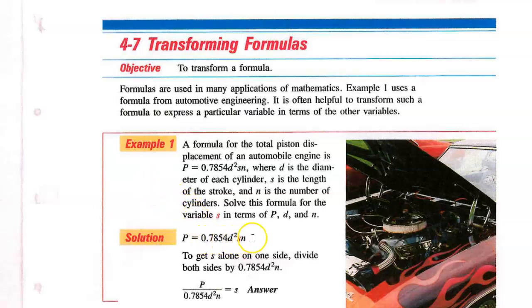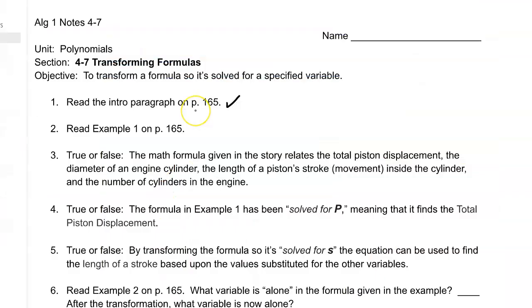They started with the formula given in the story problem, where the letter P is alone on the left side of the equals. And then they've described how to get the variable S to be alone on one side. Divide both sides by all of those other things that have been multiplied to the S. And at the very bottom of the screen, you can see the result. This is an equivalent equation to the one in the story problem describing the automobile engine, but it has a different variable alone. The letter S is alone, and all the other things are on the left side of the equals. We have read example 1, check.